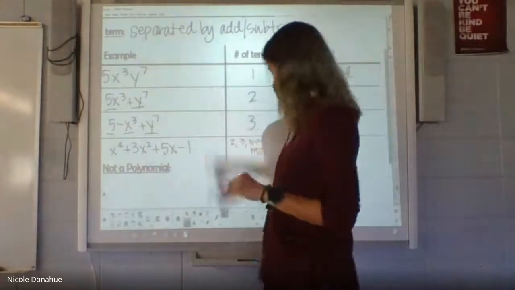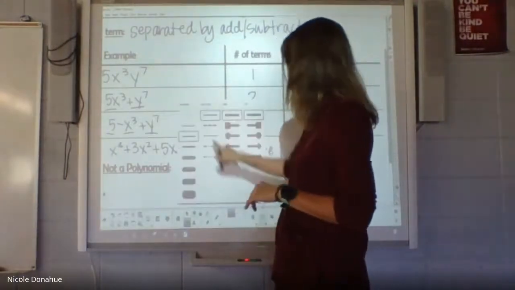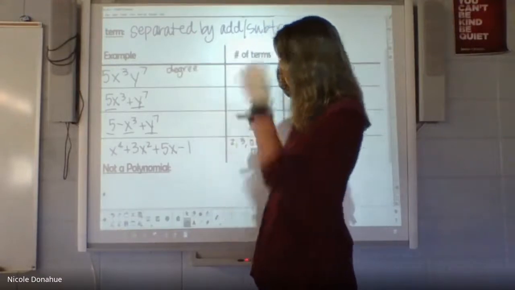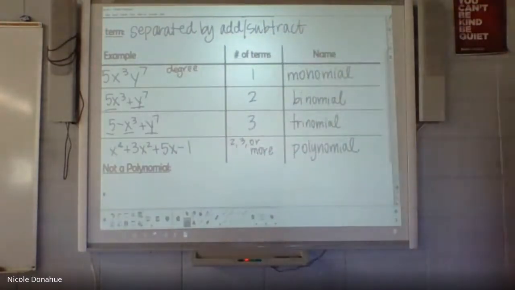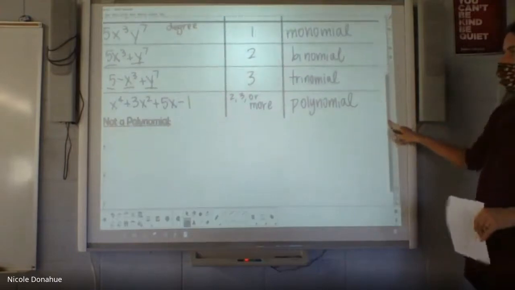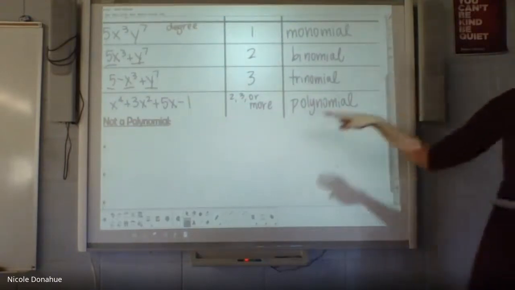If you can fit that in here somewhere, if you have room. So the degree, I don't know if I have that listed anywhere. Oh, I have it down on the bottom. Why don't we wait on the degree definition? We'll come back to that. So all of these are examples of polynomials.